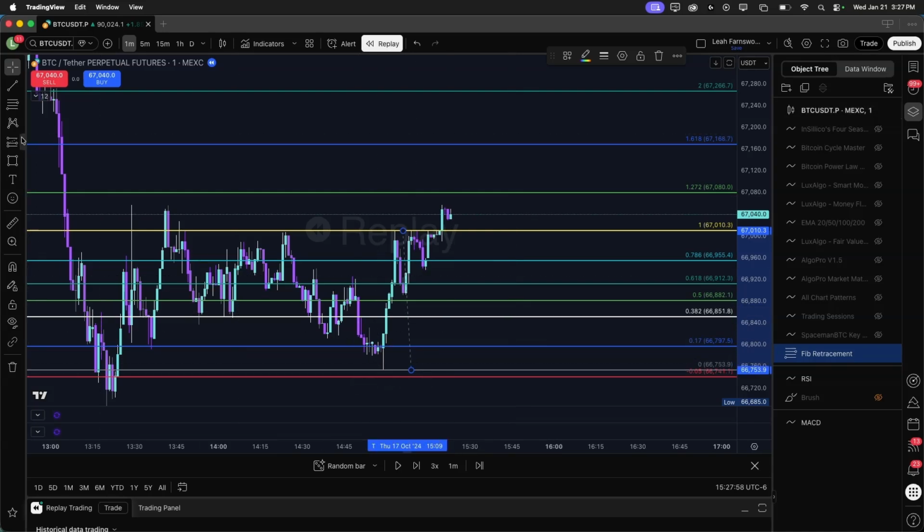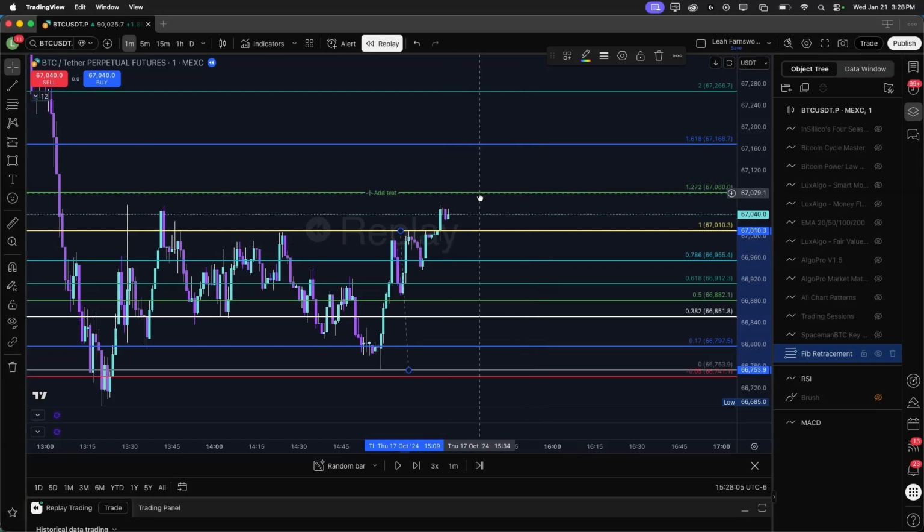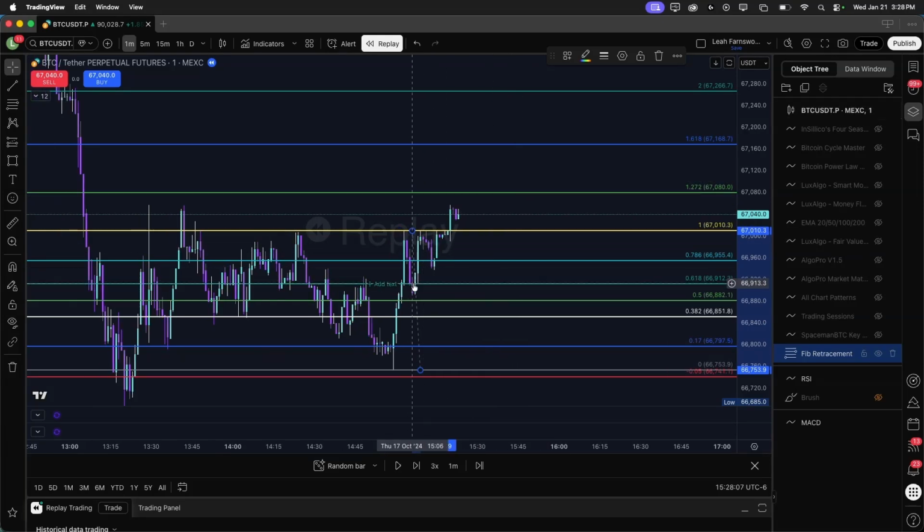Now, general overall market structure, right? We have some higher lows going on. We have some higher highs. We're just hitting a triple top here. We're trying to hit this 1.272. We already tapped our 0.618.